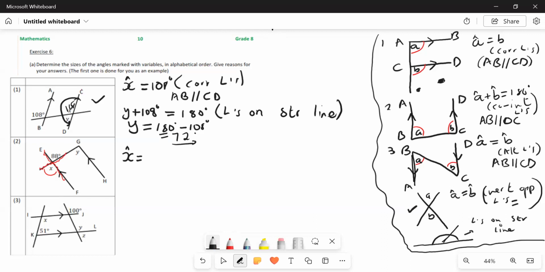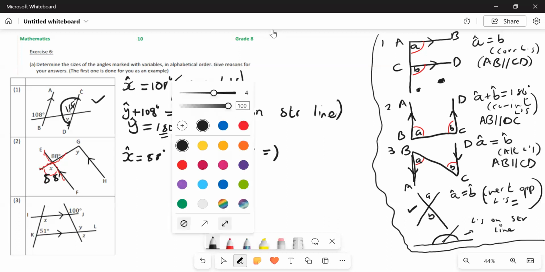So now X is equal to 88 degrees. And the reason: vertically opposite angles are equal, right? That's good. So we're done finding our x, which means our x is what? 88. Now we need to find our y.